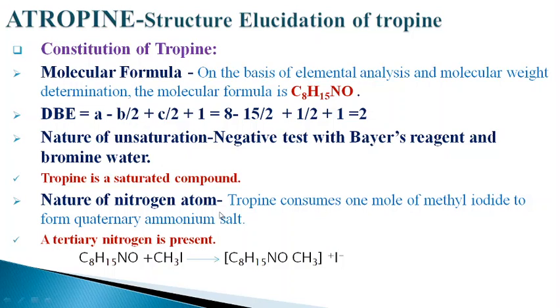Nature of nitrogen atom. As there is one nitrogen atom, we have to determine the nature of this nitrogen atom. Tropine consumes one molecule of methyl iodide to form a quaternary ammonium salt, which means that the nitrogen atom present in tropine is of tertiary nature.